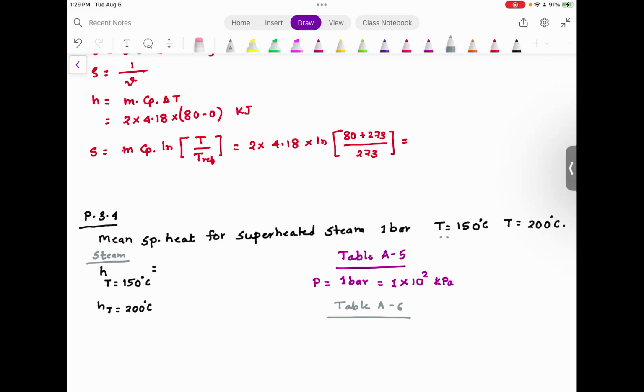Because if you look at table A6, I want to show you a shortcut. Look at table A6. Can you see that in table A6, you have superheated vapor? Can you see the pressures are given? Pressures of 0.1 megapascal. What is 0.1 megapascal? 0.1 megapascal is 0.1 into 10 to the power 6, which means it is 1 bar. Are you with me? Table A6.